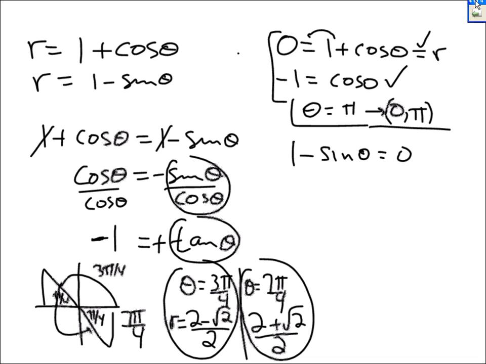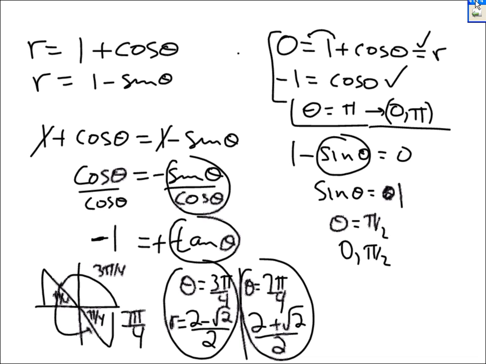For the second one, 1 minus sine theta, can this be 0? If sine theta can be 1, 1 minus 1 is 0. And sine theta can be 1, at pi over 2, for example. So that tells me r is 0 when theta is pi over 2. That tells me we have 0, 0. These are the 3 points of intersection.